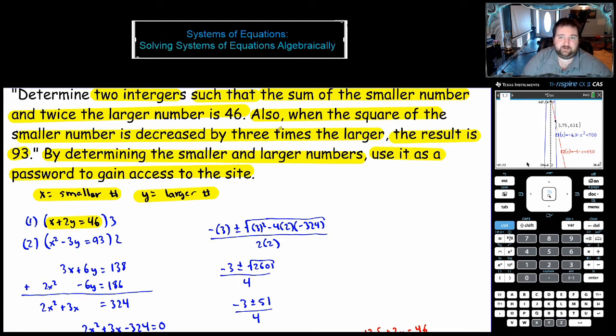Ignore this other stuff for now. Then when the square of the smaller number, so the smaller number is x, so the square of the smaller number is decreased, so minus, by 3 times the larger, so 3y.